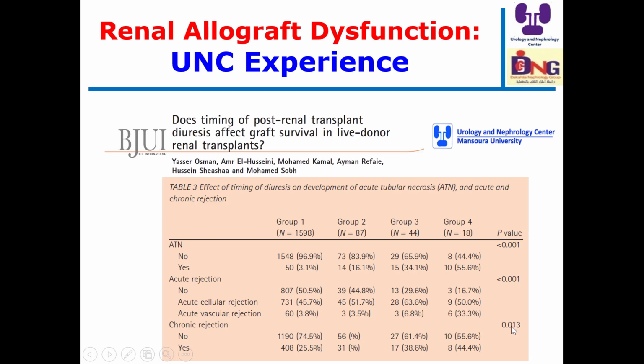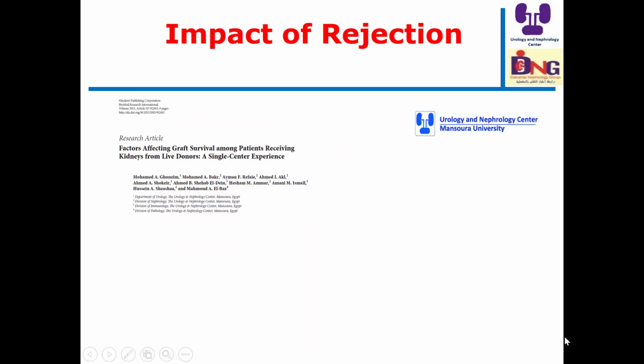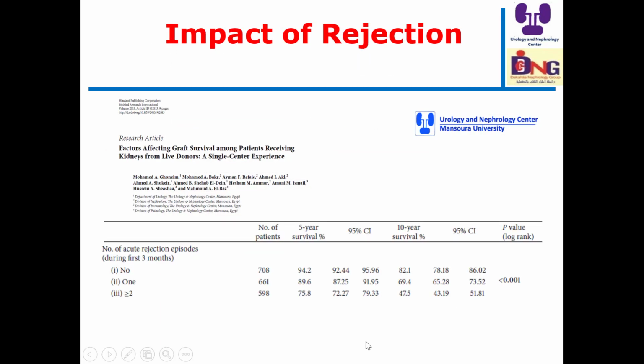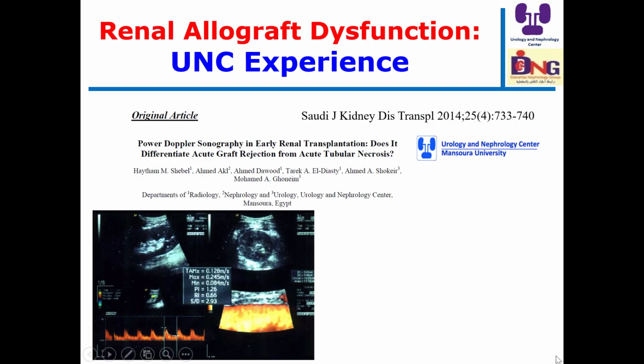I think the data is very clear: if you find a patient with immediate diuresis, we should be happy about this. And these are the rejection episodes and how they affect graft outcome, graft survival, at 5 years and 10 years. I can see here that if there is no rejection, 10-year graft survival is 82%. That is reduced to 47% if we have multiple episodes. So this is a very interesting point.